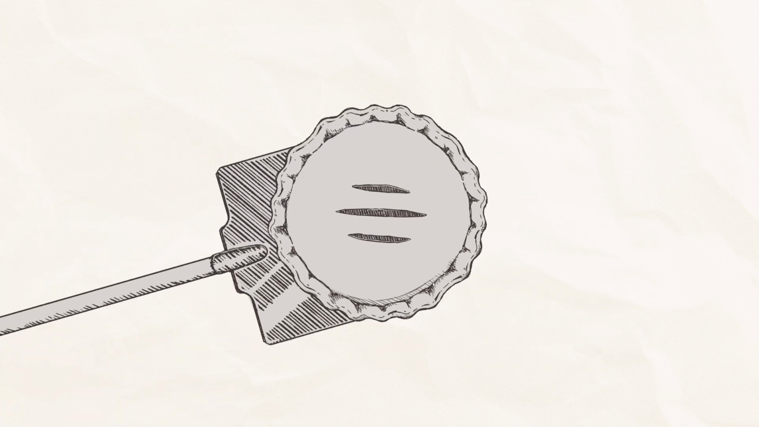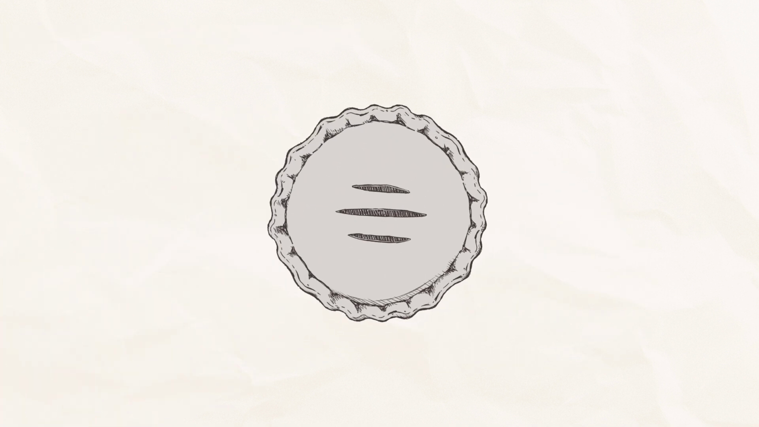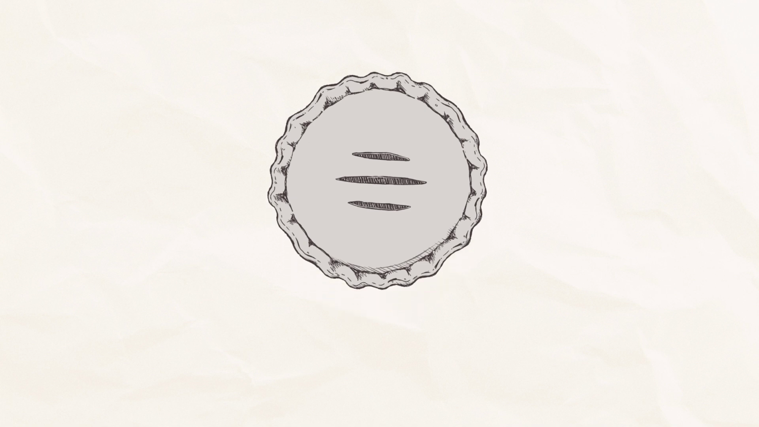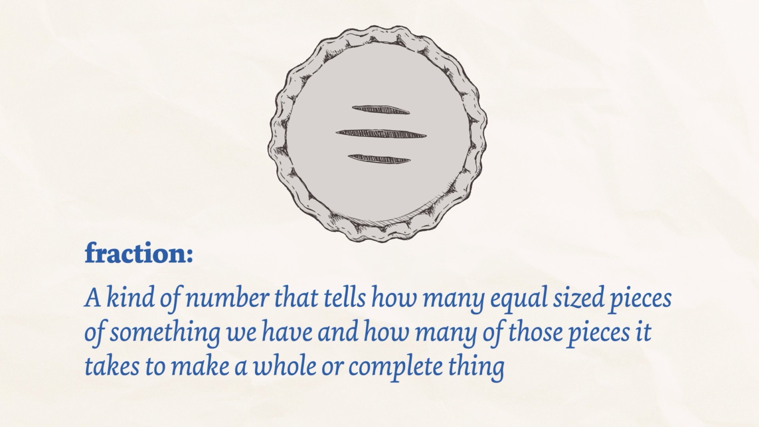Let's try cutting a pie in a different way. One common math tool we use to talk about these kinds of situations is to use what we call fractions. A fraction is a kind of number that tells how many equal-sized pieces of something we have, and how many of those pieces it takes to make a whole or complete thing.